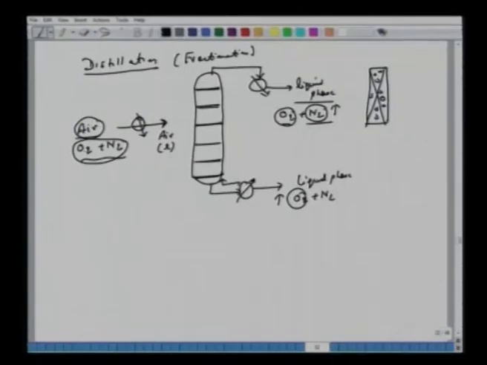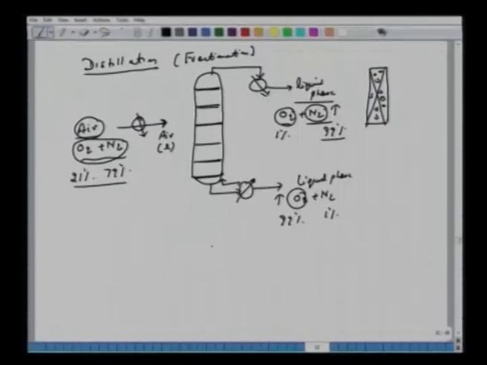So here if oxygen is, let's say in atmosphere 21% and nitrogen is 79%, it's possible to achieve a much larger purity for nitrogen. So we say that, well, nitrogen here is 99%, oxygen is 1%. On the other hand, here oxygen is 99% and nitrogen is 1%.